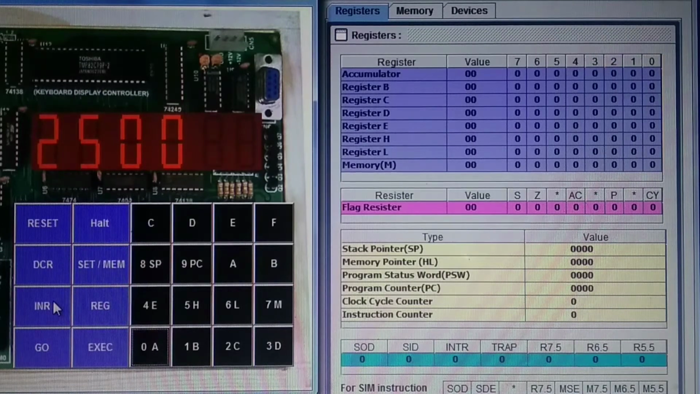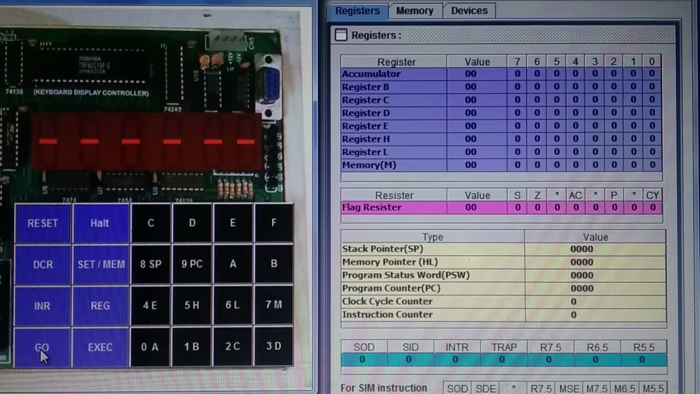Now enter the contents of the second block. Reset, examine memory 2500, increment, 0A, increment, 0B, increment, 0C, increment, 0D, increment, 0E, increment. Now we have entered the data as well as the program. Execute the program. After execution, at memory 2400 onwards, you will get the number 0A and onwards.